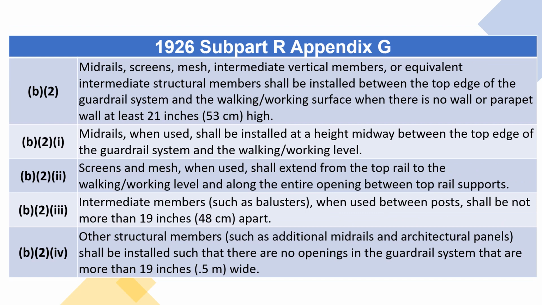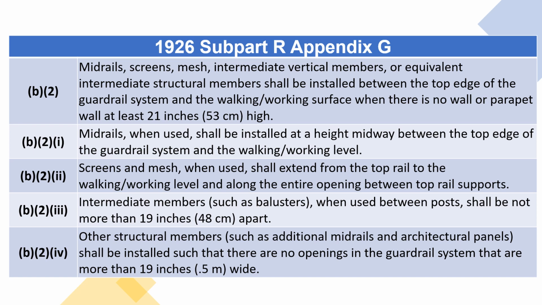Mid-rails, screens, mesh, intermediate vertical members, or equivalent intermediate structural members shall be installed between the top edge of the guardrail system and the walking/working surface when there is no wall or parapet wall at least 21 inches, 53 centimeters high. B.2.i through B.2.iv.